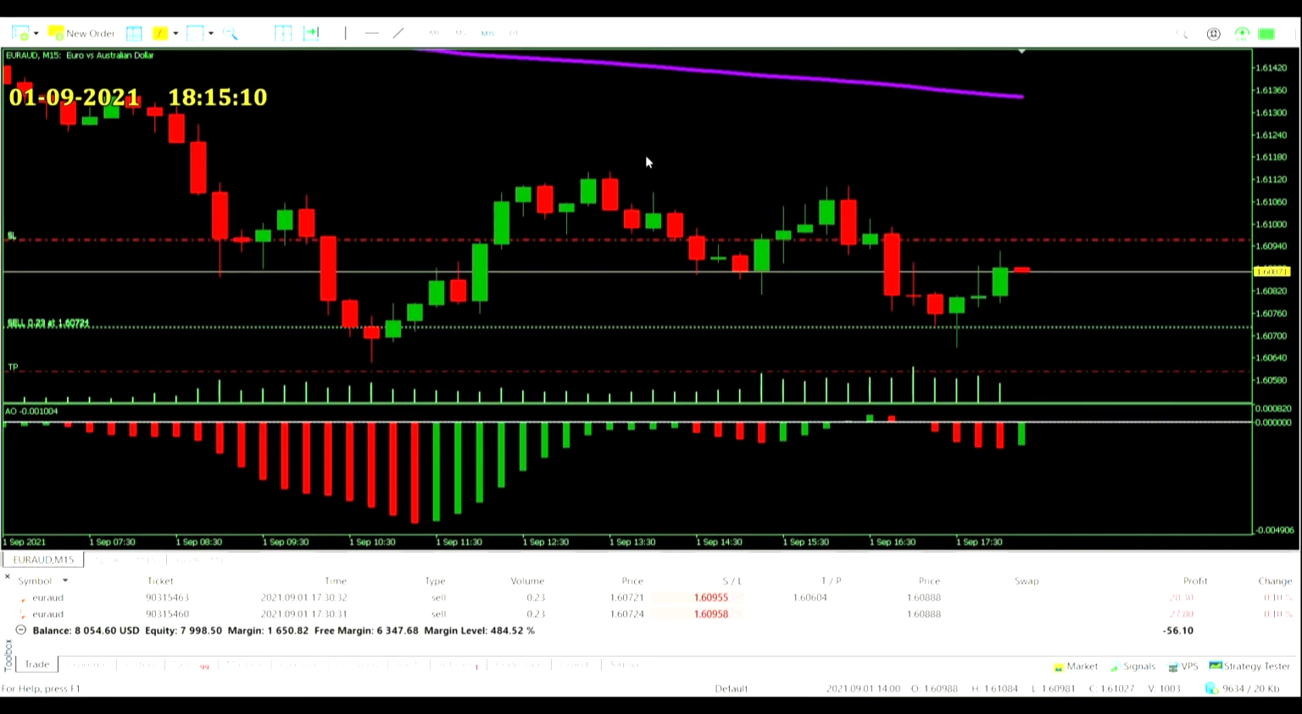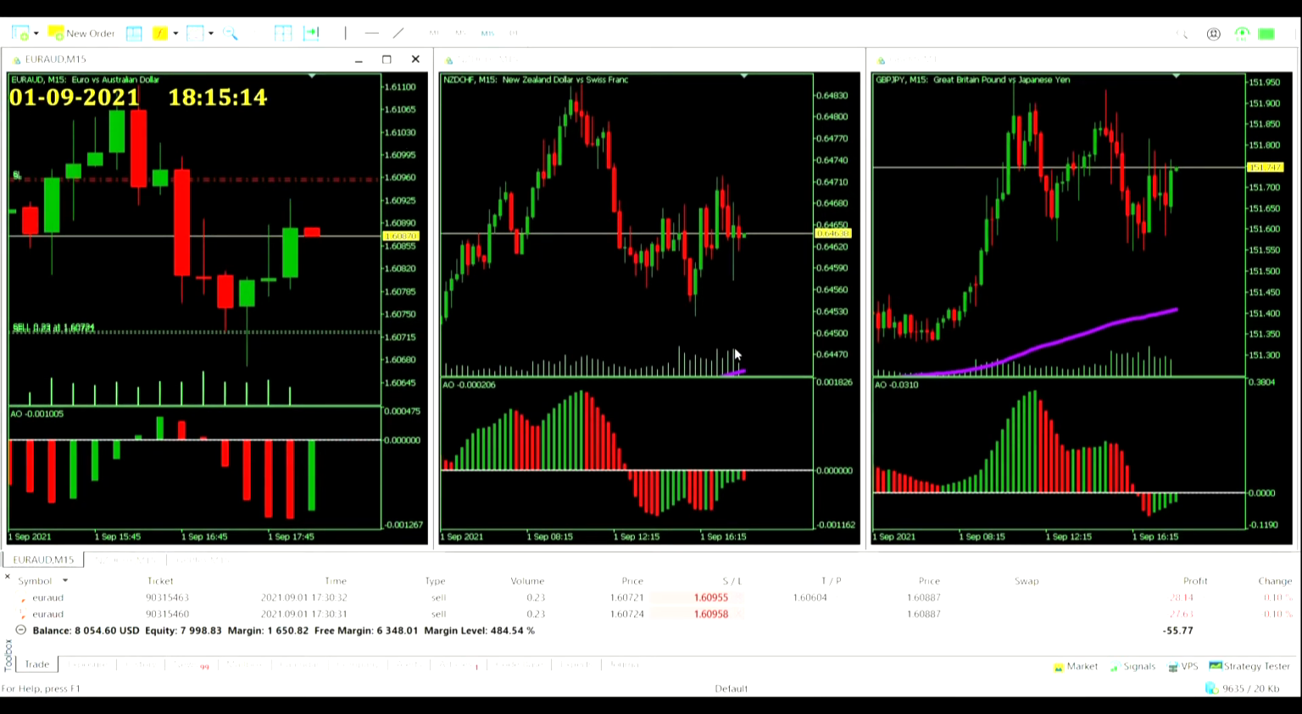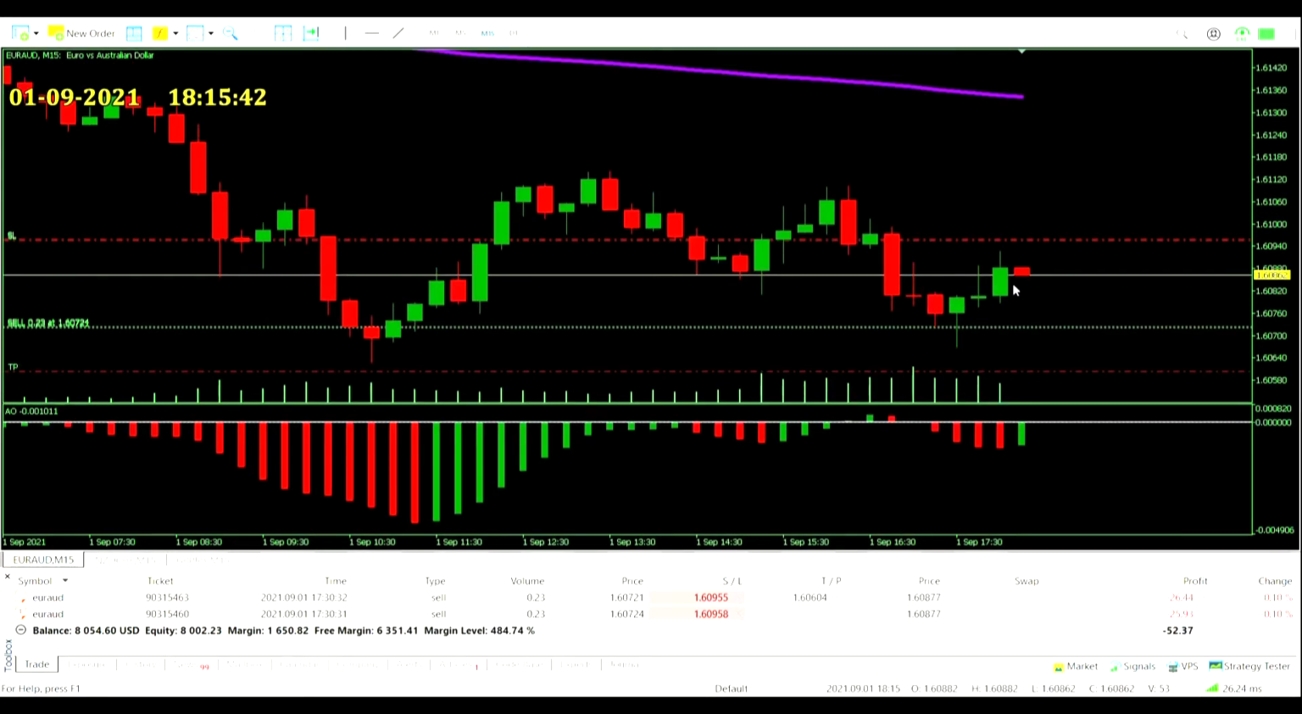6:15, as price still lingers around our stop loss, let's have a look at our other charts, see what's going on. Both of them nearing a signal to give us a buy trade. Price coming back down on the New Zealand dollar Swiss franc though, and that histogram bar turns red. We are seeing a succession of green histogram bars on the pound yen, so if that continues we could get a buy entry there. Let's get back on the Euro Aussie dollar though, as price does come back in our favor a little bit. Good stuff.